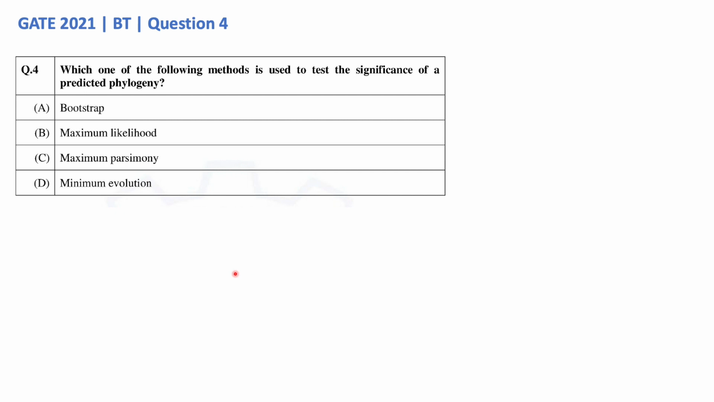Now, coming back to our question, which one of the following methods is used to test the significance of a predicted phylogeny? So, the answer would be option A, bootstrap, because that is the method used to test the confidence or the significance of constructed phylogenetic tree. So, maximum likelihood, maximum parsimony, and minimum evolution are the algorithms or the methods used to construct phylogenetic trees, as we discussed in the video.